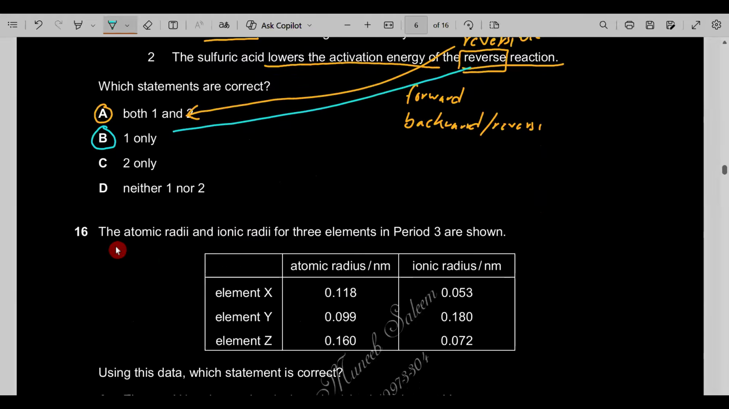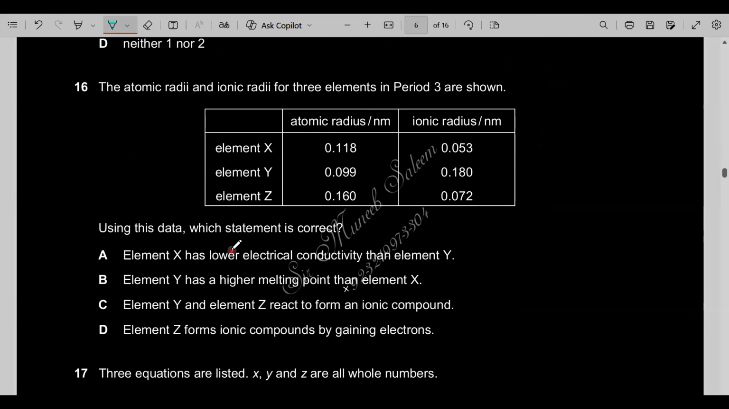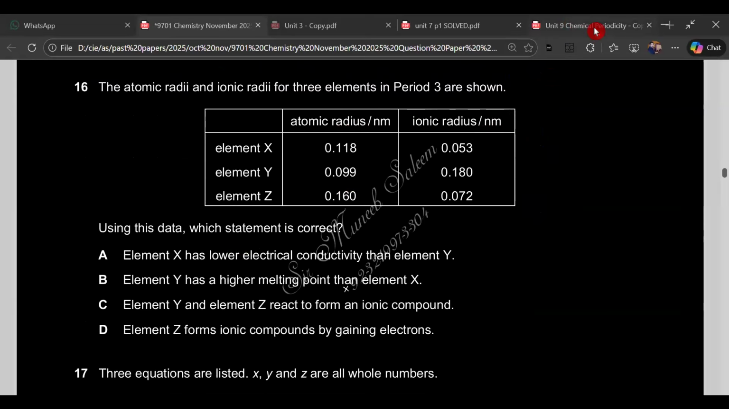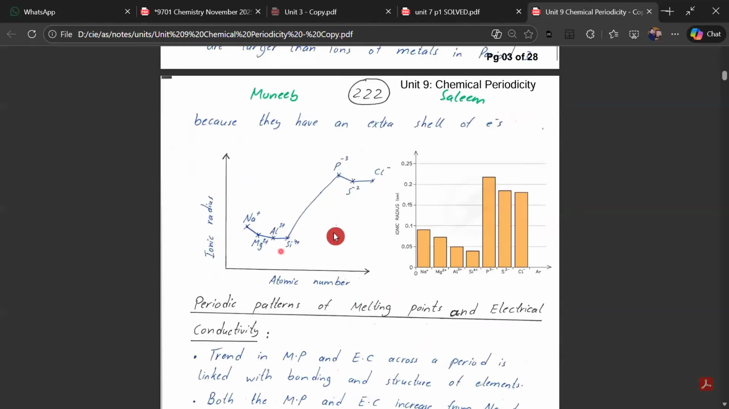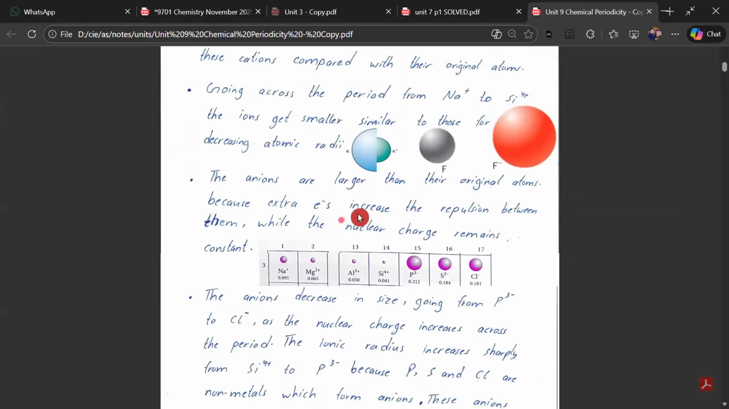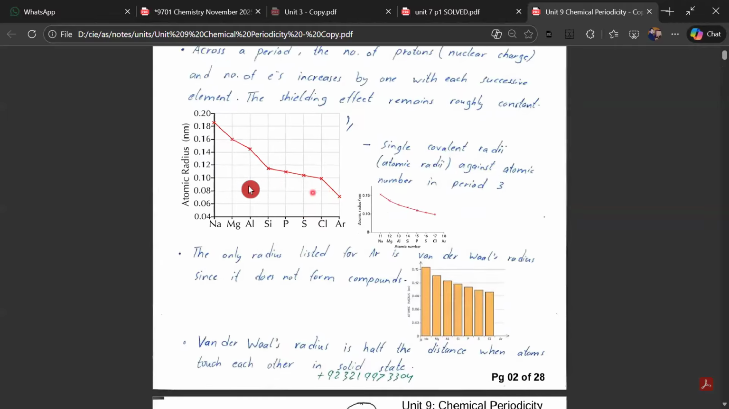All right, so question number 16. The atomic radius and ionic radius of three elements are given in the table. We have to select the element. So atomic radius, if you remember the trend of the atomic radius across a period, then you can see from my notes that across a period, the size of the atom decreases. This is the atomic radius trend across a period.